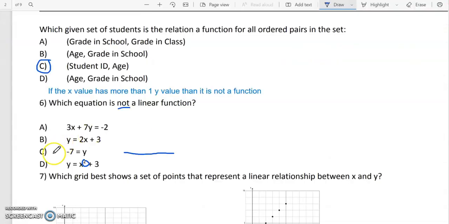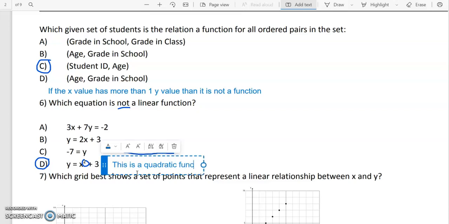So I'm going to say that for number 6, D is not a linear function because it's a quadratic function. And if you wanted to write that out, this is a quadratic function. The x value is squared, or is to the power of 2.